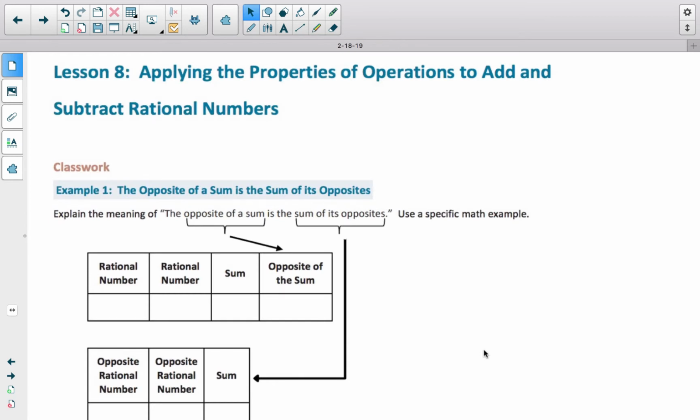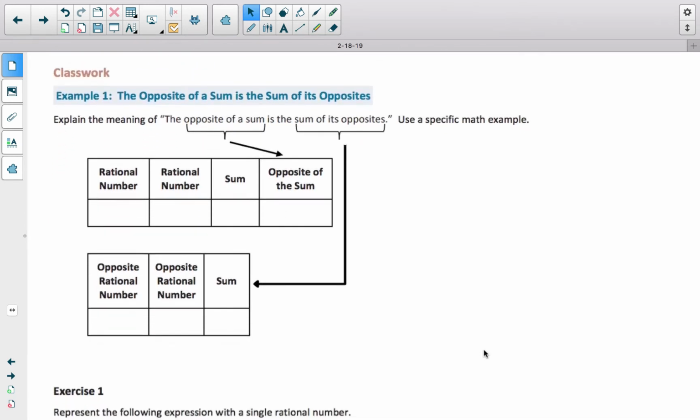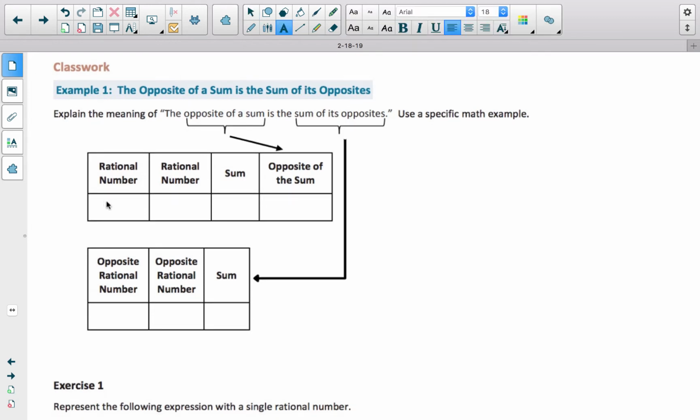To begin lesson 8, we're going to look at an example. Specifically here, example 1, the opposite of a sum is the sum of its own opposites. So say we have the rational number 7. I'll put a little 7 in this box. And say we also have the rational number -2. Both of these numbers are also integers because 7 is a whole number, and -2 is a whole number opposite of 2. Now, 7 plus -2 gets 5. They are different signs, so you basically subtract, and 7 is further from 0.